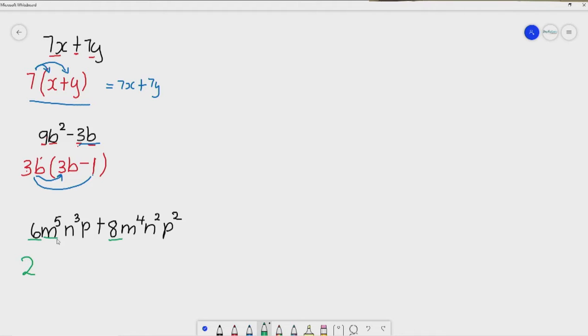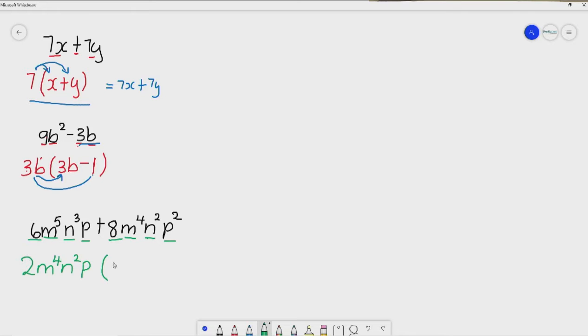Now we're going to look at the m's. We have m to the power of 5 and m to the power of 4. So we're going to select m to the power of 4. Focusing on the n's now, we have n to the power of 3, n to the power of 2. That means that the HCF of these two would be n to the power of 2. And lastly, we have p and p to the power of 2. So the HCF of p and p squared would just be p. So this is what we have that's going to be outside of the bracket. We can open bracket now.